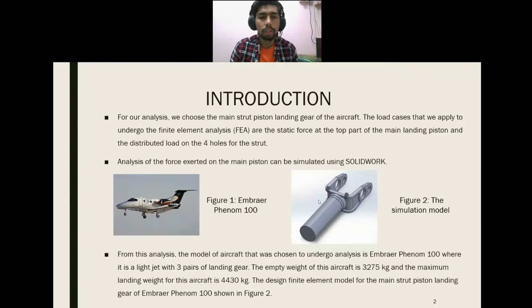Analysis of the force exerted on the main piston can be simulated using SolidWorks. From this analysis, the model of aircraft that was chosen to undergo analysis is the Embraer FEM 100, a light jet with 3 pairs of landing gear. The empty weight of this aircraft is 3,275 kg, and the maximum landing weight is 4,430 kg. The design finite element model for the main strut piston landing gear of the Embraer FEM is shown in figure 2 here.